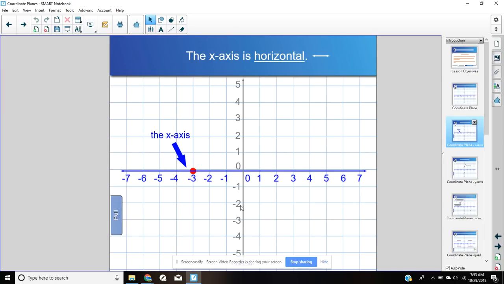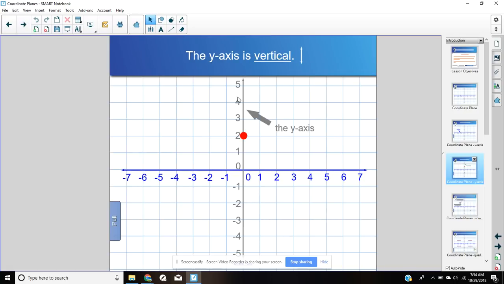The horizontal axis is known as the x-axis. We could plot a point on that number line at -3, and that would be the coordinate of that x-axis. Just like you would plot a number on a number line, that location is -3 for the x-coordinate. The y-axis is your vertical axis. Again, I could plot a point on that number line, and on that number line, +2 would exist above 0.